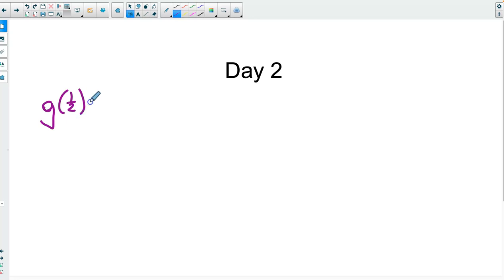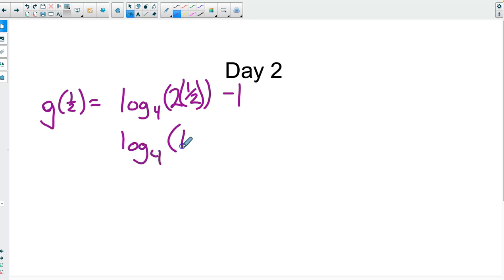g of 1/2. First thing I did, I just plug in 1/2 for x. So I replace that x with 1/2. I ignore the -1 because I'm not doing anything with that. I'm dealing with my log. So I get log base 4, I get 1/2 right there, and I get -1. Now I've said this a few times, but you ignore that -1 till the end. It's the last operation you do. I still have people that will go ahead and say, oh, that's 0. It's not. They don't combine.